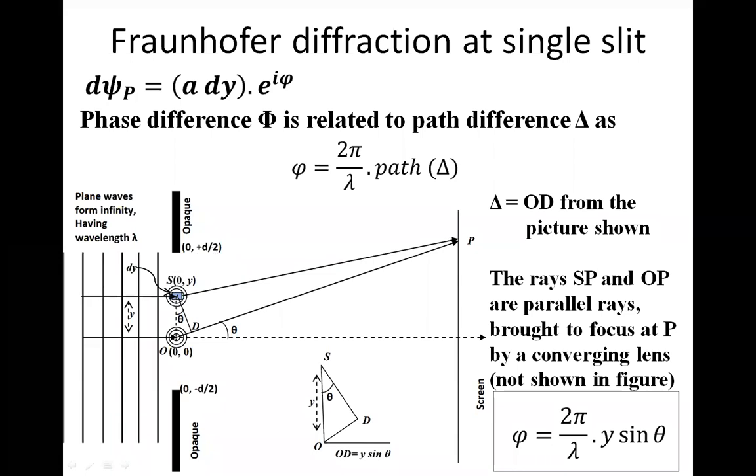If I simply integrate, that is going to give me the resultant disturbance caused at P. So for that reason, I am interested in a specific point. This S point, the minuscule point, is going to cause a disturbance at P. That is what I am calling d psi P.